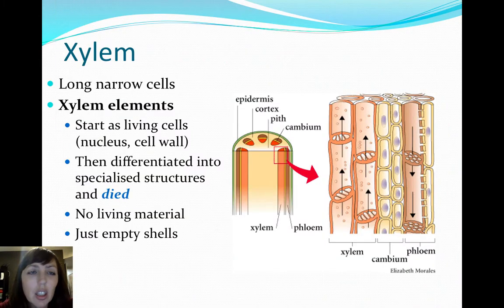Okay. So the xylem, with the long narrow cells, the elements start as living tissue, so they could be from the cell wall or the nucleus or other parts of the cell. Then they're differentiated into specialized structures and then die. The xylem is constructed of dead cells that are no longer living; they're just empty shells.